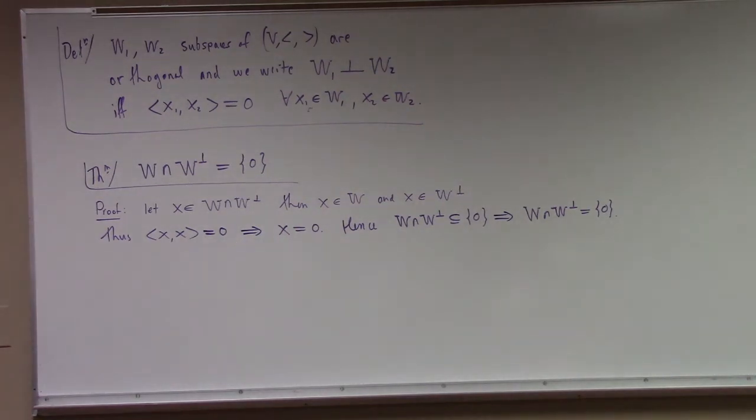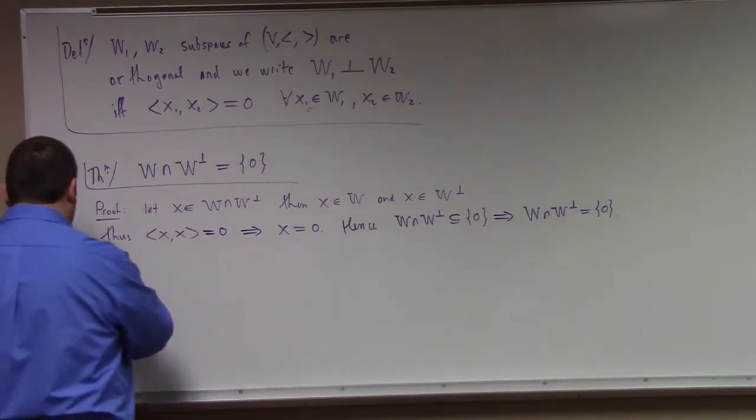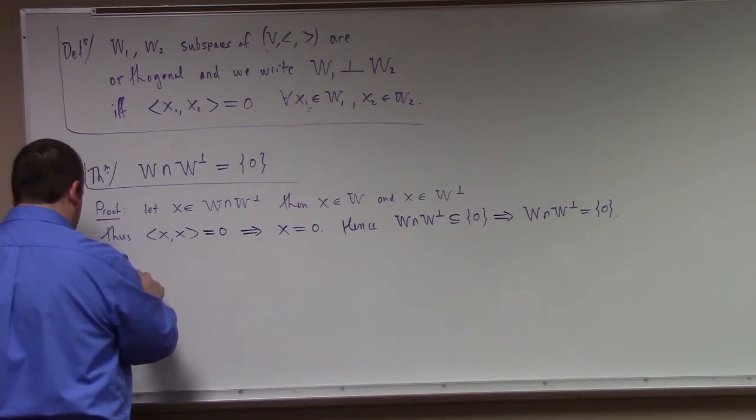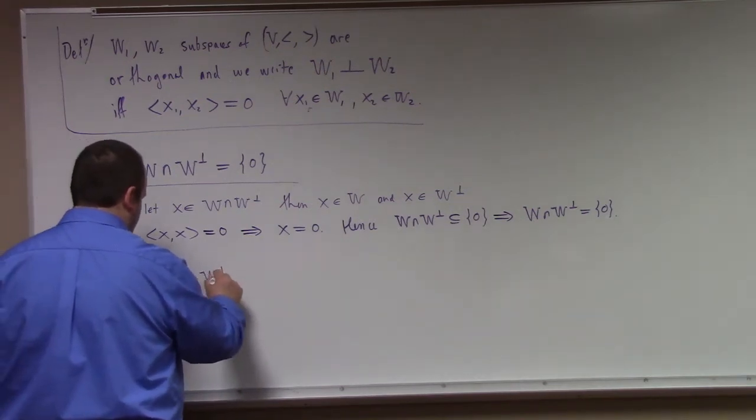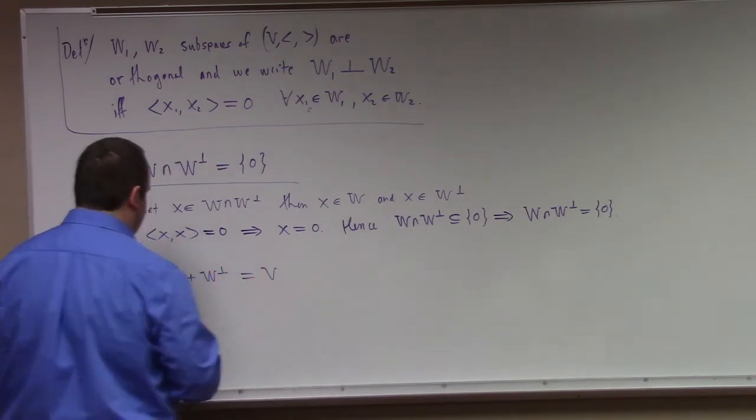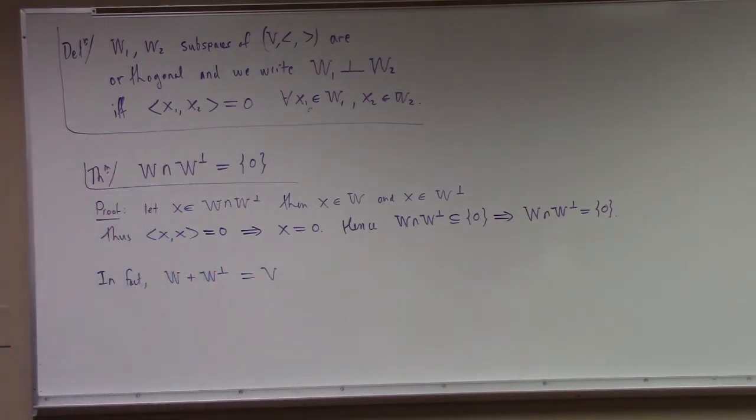But there's more than this. In fact, W plus W perp is equal to the vector space in which you're in. All right? I proved this in the notes. And so what's that say? W and W perp are actually forming a direct sum decomposition, right?